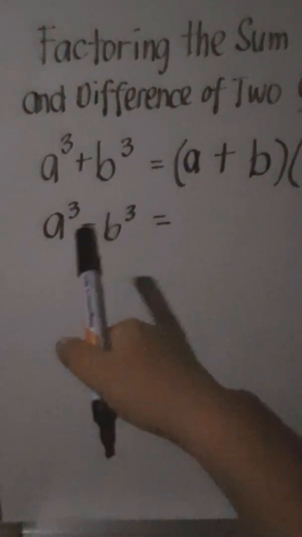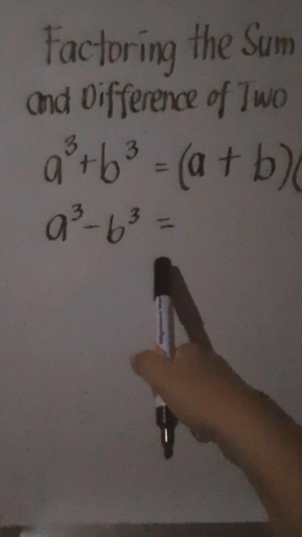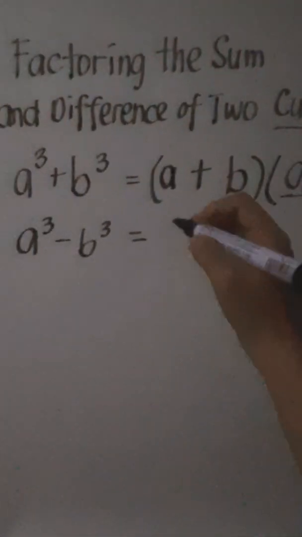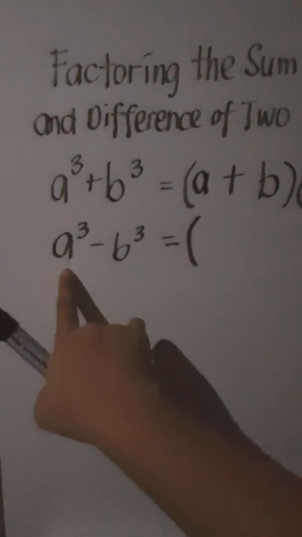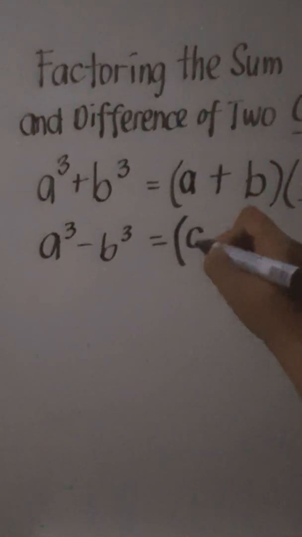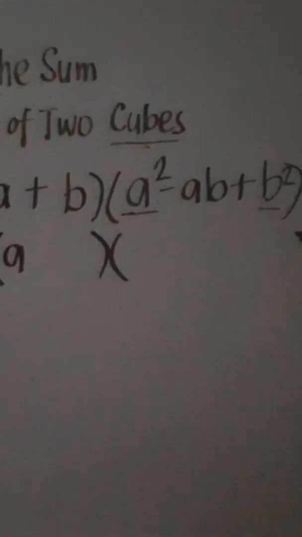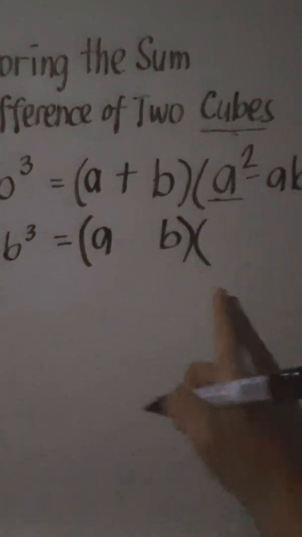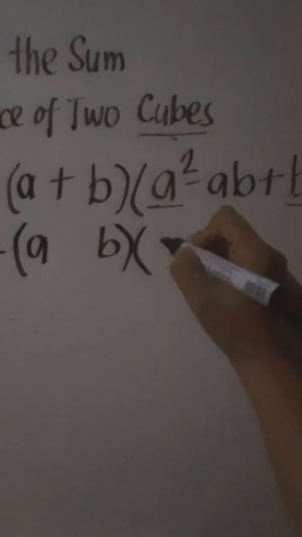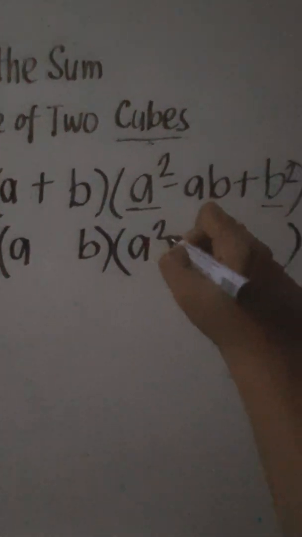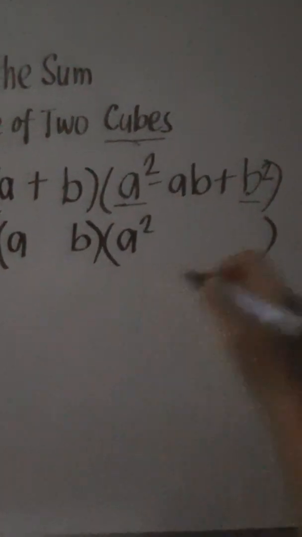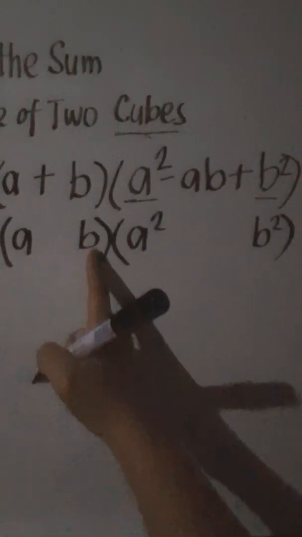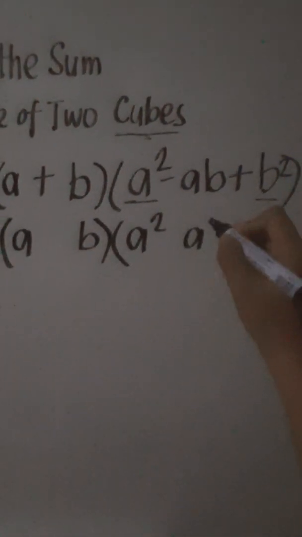What if we are dealing with negative cubes? We will follow ang pattern na atong gibuhat diri. So, again, pila ang cube root ni a cube? That is a. Pila ang cube root ni b cube? That is b. Si a atong square, you will get a squared. Si b atong square, you will get b squared. If atong i-multiply ang duha, you will get ab.